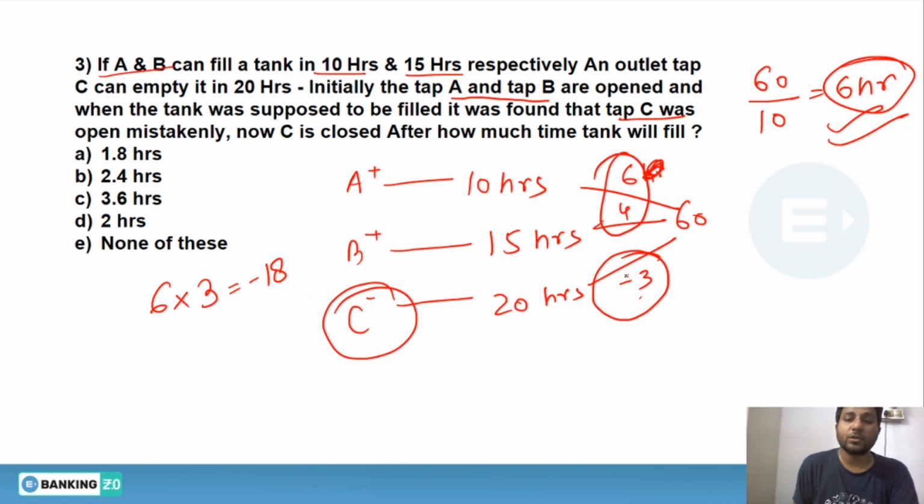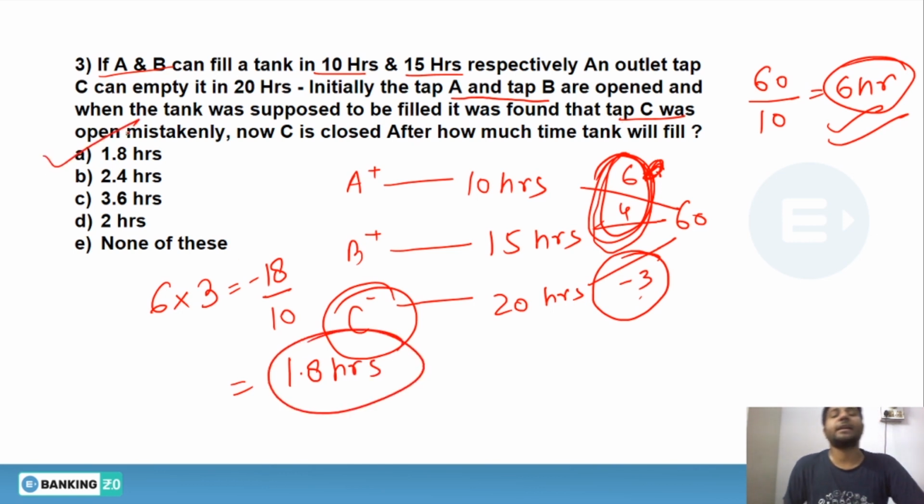And if you close C, you are left with only 2 pipes, and these two pipes are filling. They will fill that remaining 18 units and complete the tank. Hence it will take only 1.8 hours to fill the tank.